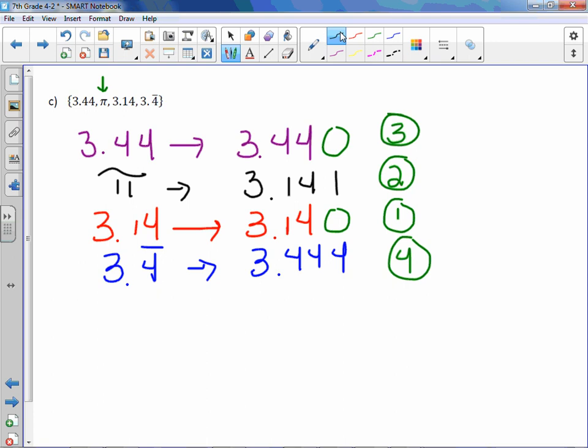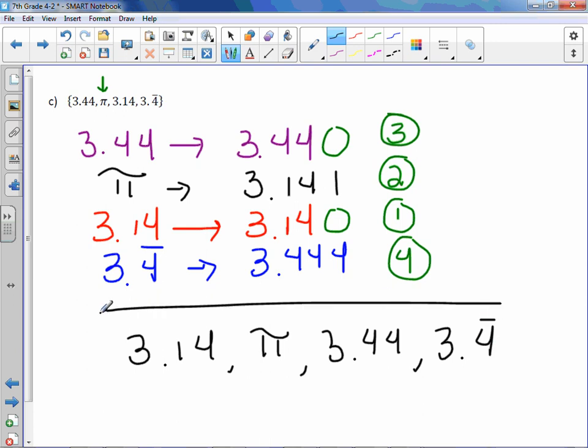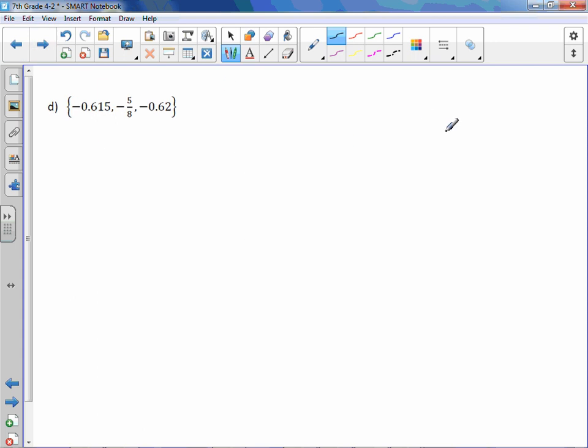And writing them in the original form, we have 3.14, comma, pi, comma, 3.44, comma, and 3.4 repeating. Now let's talk about some negatives. I still want you to put them all in decimal form. Negative 0.615 is already in decimal form.